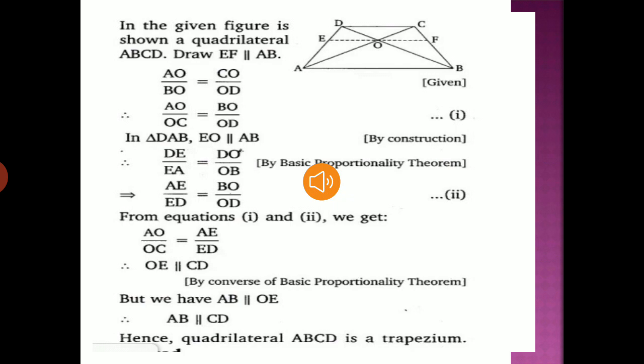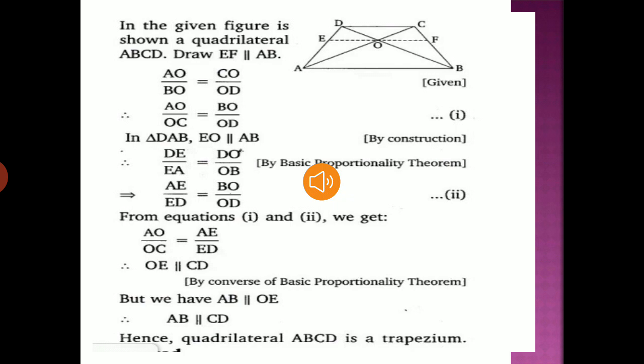For that, we will draw a line EF which is parallel to AB. And given is AO by BO is equal to CO by OD. Transpose OC to the LHS side and BO to the RHS side. OA by OC is equal to BO by OD. Call it equation 1. In triangle DAB now, EO is parallel to AB. Then, by using a theorem, we can write the other two sides are in the same ratio. Therefore, DE by EA is equal to DO by OB. Call it equation 2.